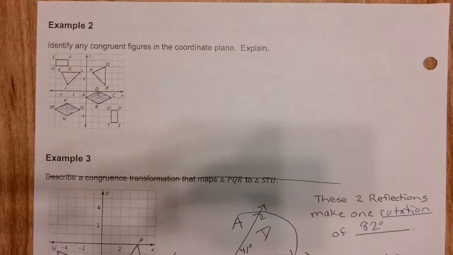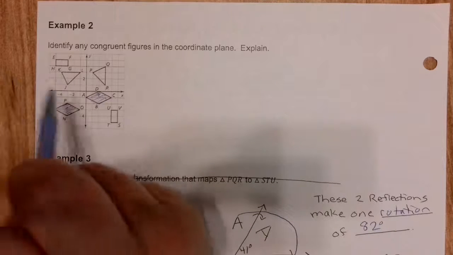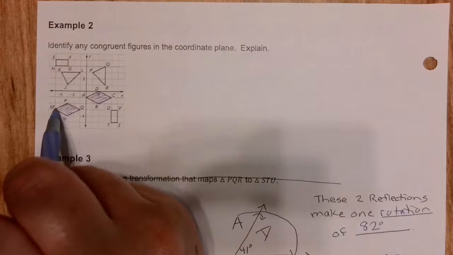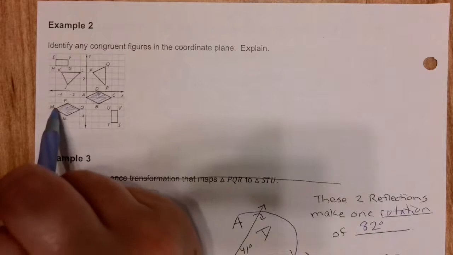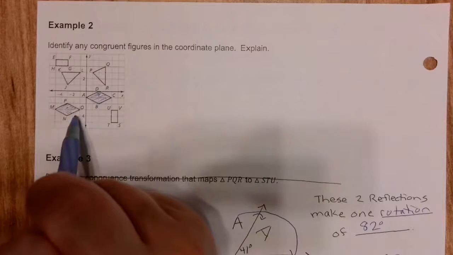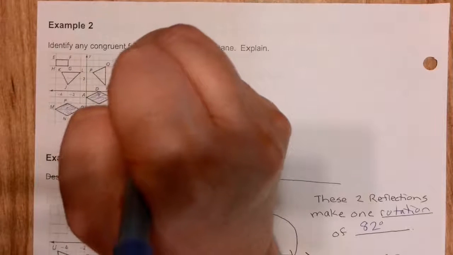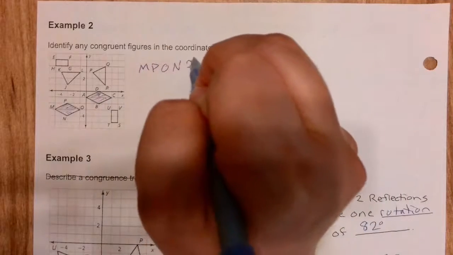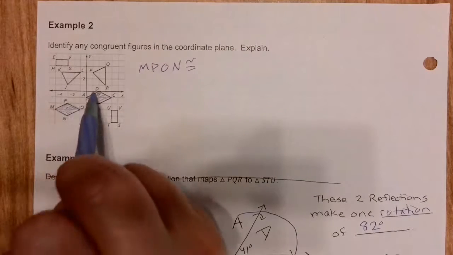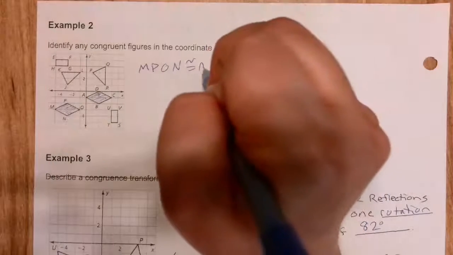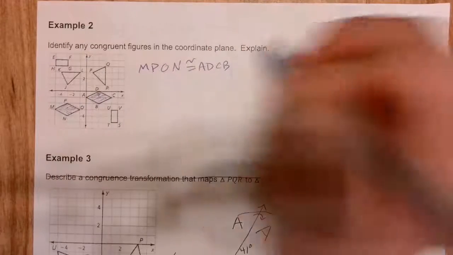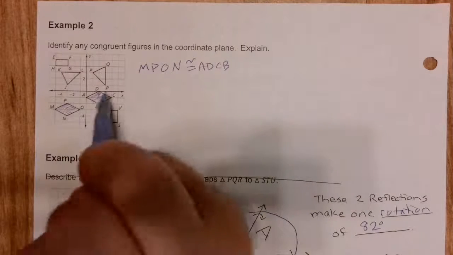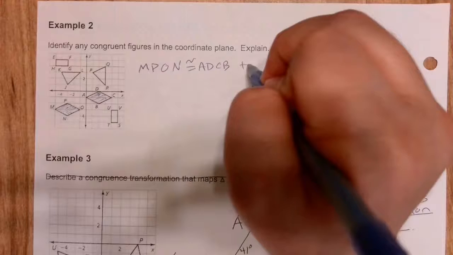Okay, so let's see here. When you name, you pick a letter and you go around the shape in order. So MPON is congruent to ADCB. And how do you get from one shape to the other? It looks to me like it was slid, which is a translation.